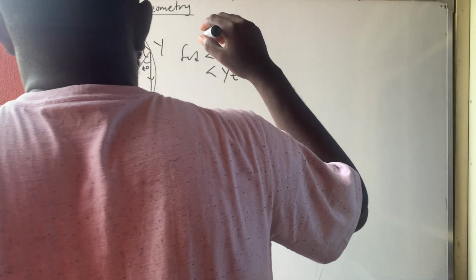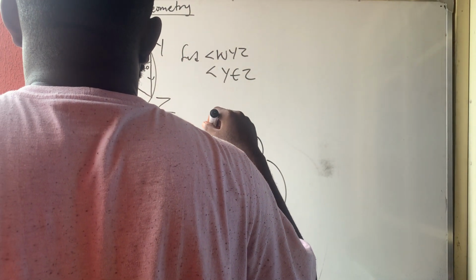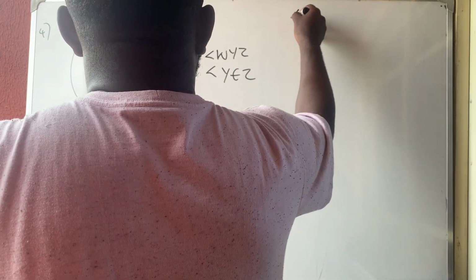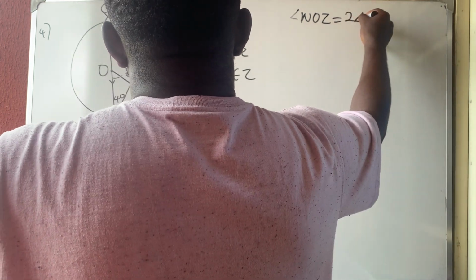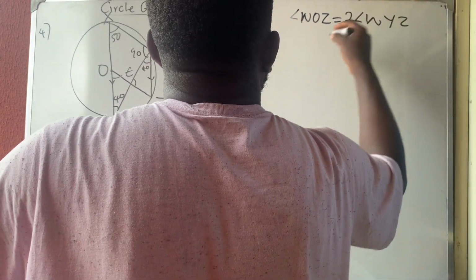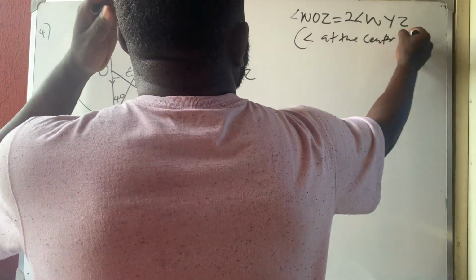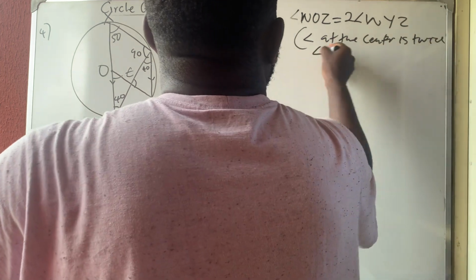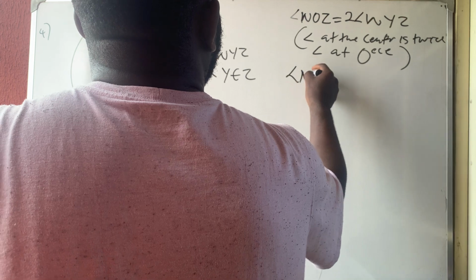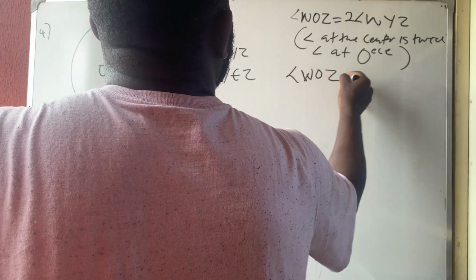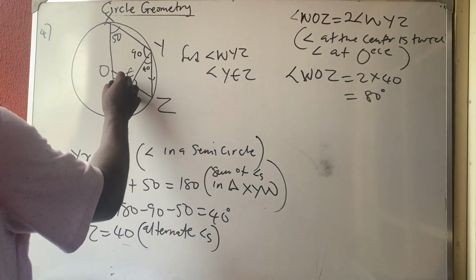So we say that what? Angle WOZ is equal to 2 times angle WYZ. What is my reason? Angle at the center is twice angle at the circumference. So we now have that angle WOZ is equal to 2 times 40, which is equal to 80 degrees. So we have gotten here to be 80 degrees.